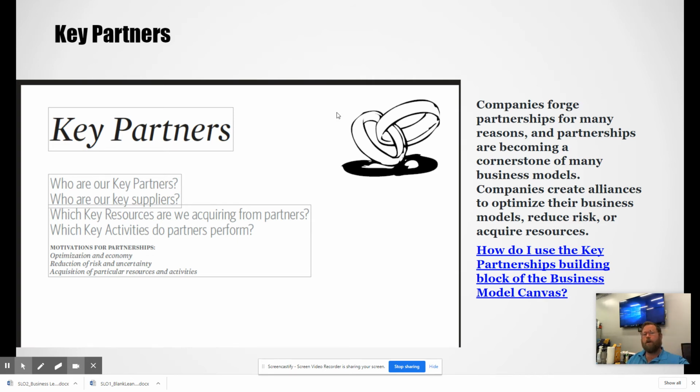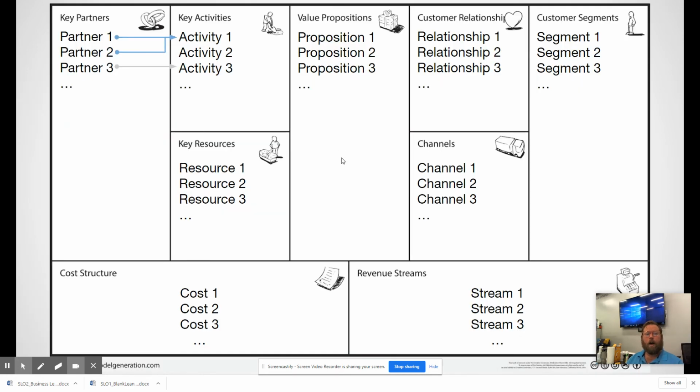Sometimes we need the key partner to help us develop those, and that is critical. Now, you can see here how the key activity and the key partners relate. Do you always have to have a lot of partnership? Not necessarily, but can it empower your business, make your economies of scale better, increase your productivity and your ability to deliver your value proposition?